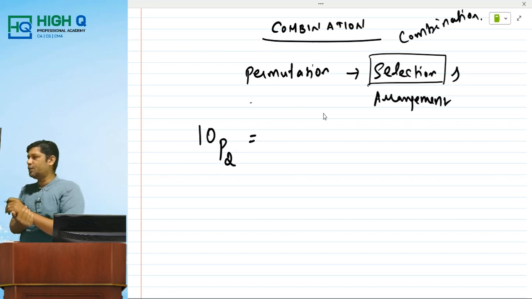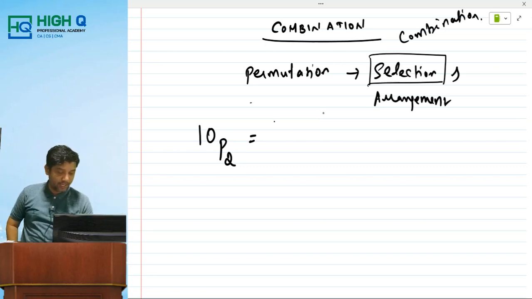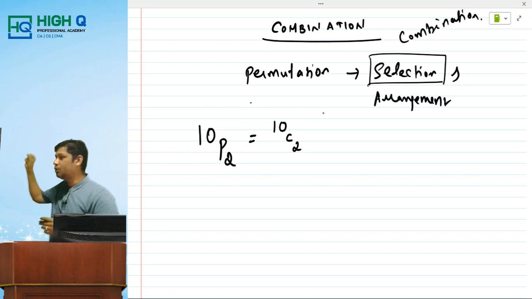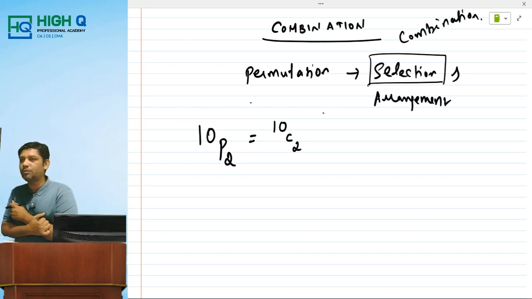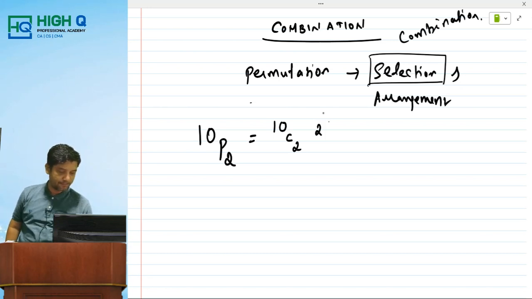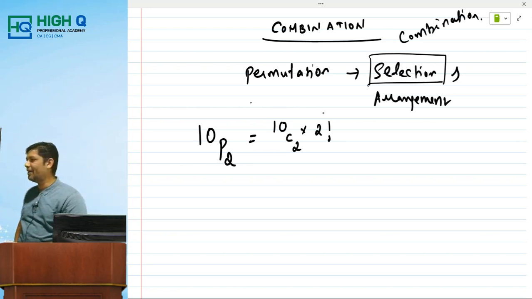But before arrangement, what should we do? Select 2. Am I right, my dear? First let us select 2, then after that arrange 2. Out of 10, let me choose 2: 10C2. Now we have selected 2 items. After selecting, what should I do? Arrange them. The 2 things can be arranged among themselves in 2 factorial ways.